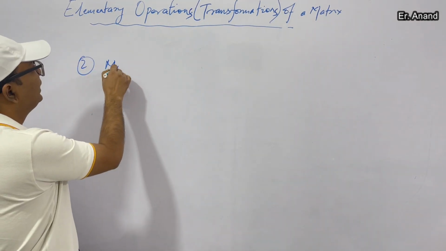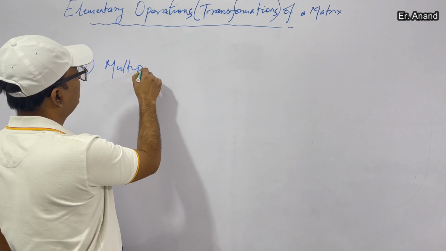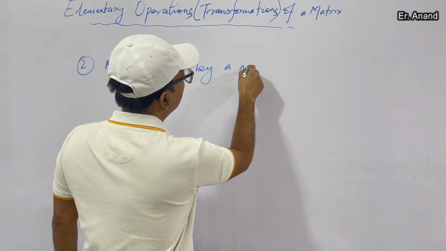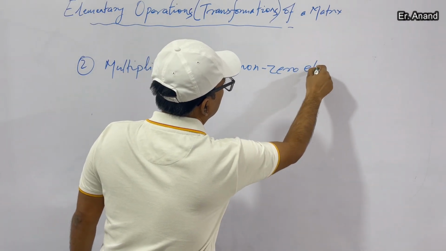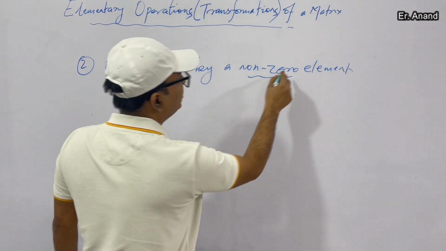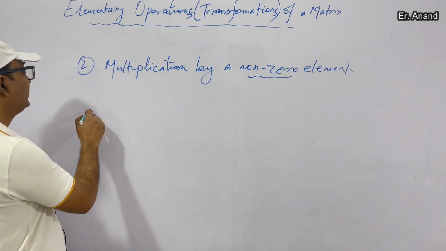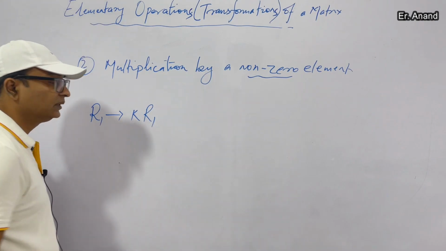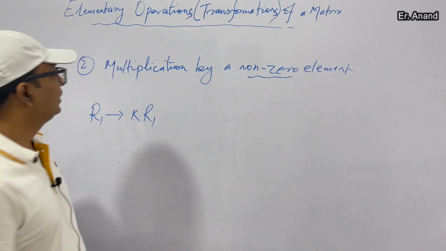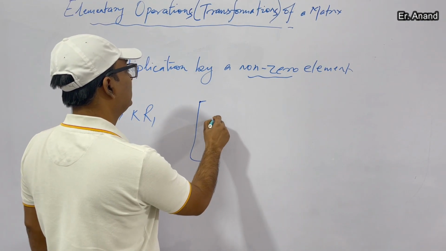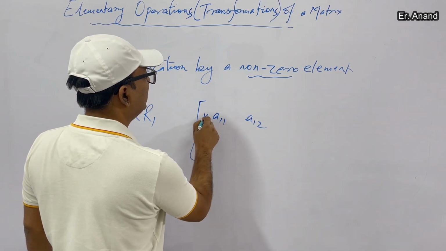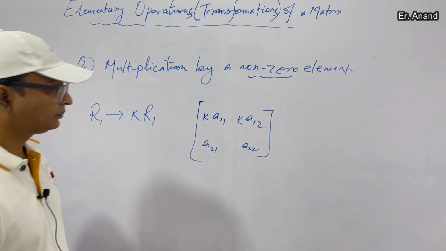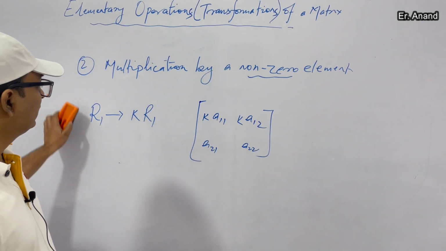Second is multiplication by a scalar, multiplication by a non-zero element. Remember this, it has to be non-zero. So how do we write? We write row 1 is now k into row 1. This is the notation. So our matrix now becomes: row 1 was A11, A12, this is now multiplied by k, and row 2 remains the same.